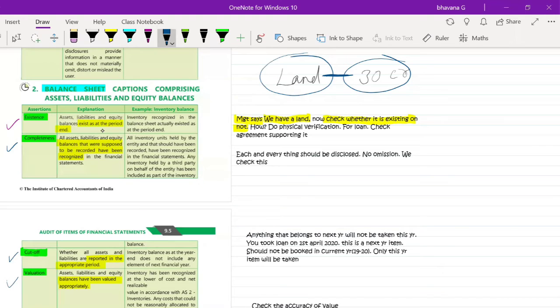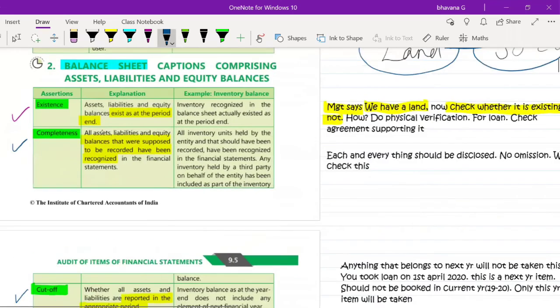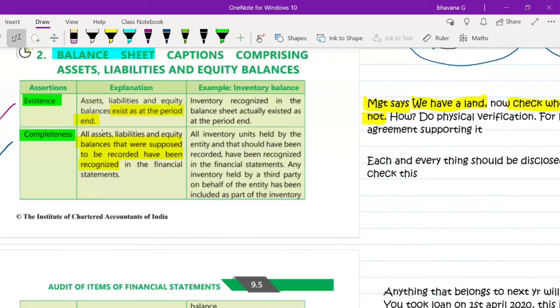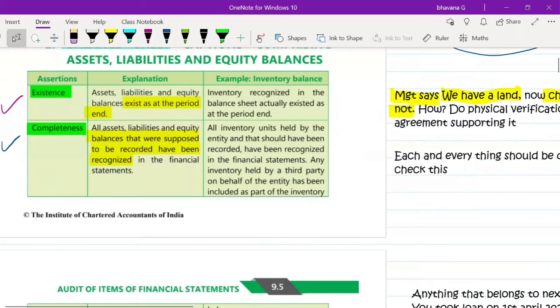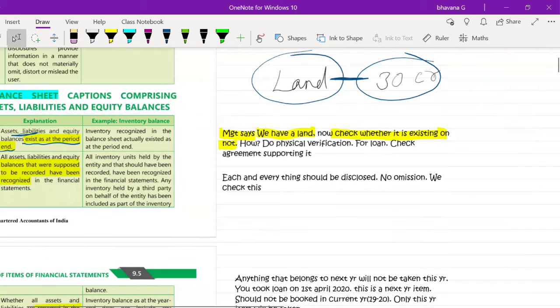Okay, the existence must be there. If the company has given that they have plant and machinery of 5 lakh rupees, then plant and machinery of 5 lakh rupees must actually exist. So that is the existence assertion. It means that whatever assets and liabilities are given by the entity, they must exist at the end of the period.